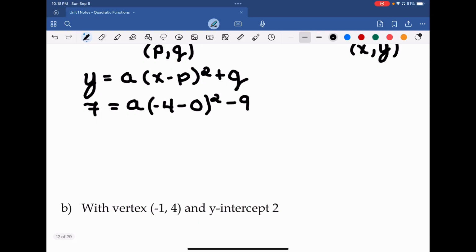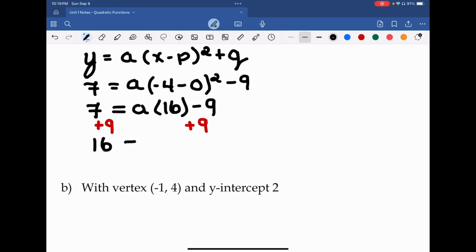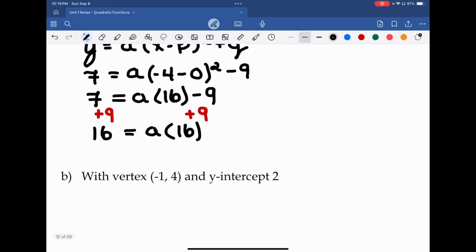Now let's do a little bit of simplification here. This is going to become 7 equals a times, -4 squared is going to become 16, so I'll write 16 within the bracket, -9. In order to isolate for a, I'm going to first of all have to add 9. 7 plus 9 is equal to 16. So this is 16 is equal to a multiplied by 16. And then what I have to do to wrap this up is divide both sides by 16. Excellent. So therefore, we get an a value equal to 1.